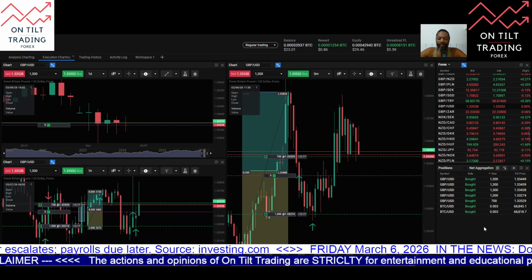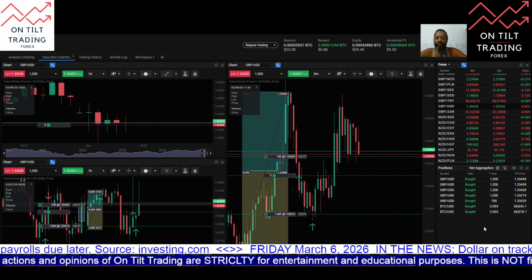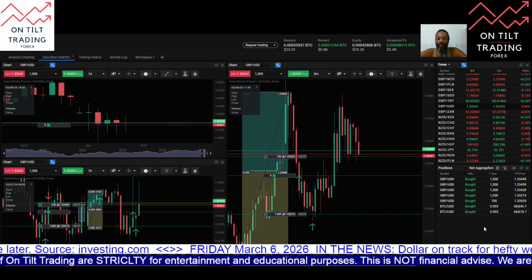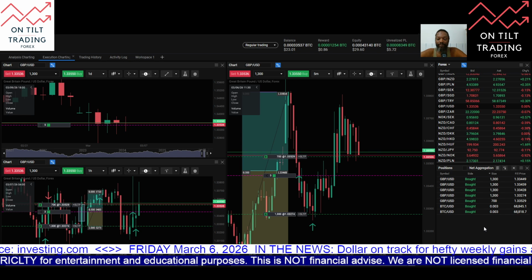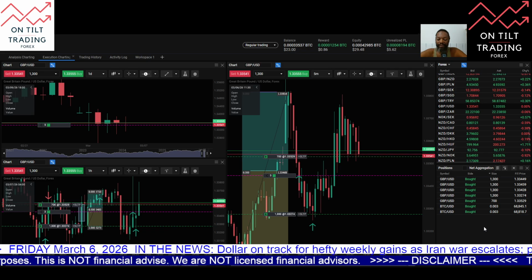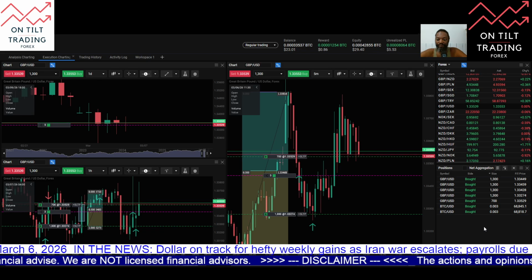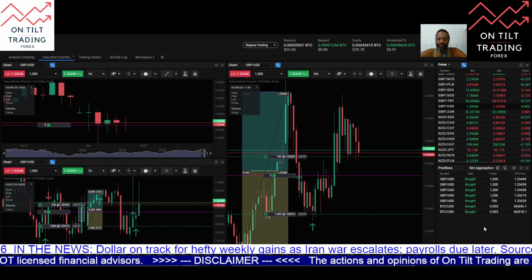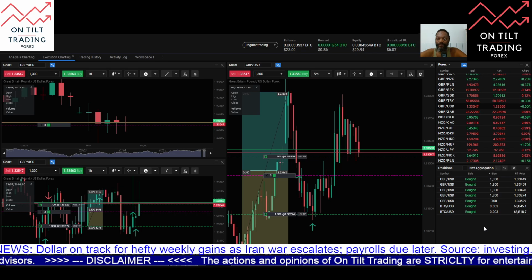Price certainly reacting from that buy-side liquidity sweep of the previous 5-minute candle. So all of that buy-side delivery just completely negated. We'll see if it recovers.